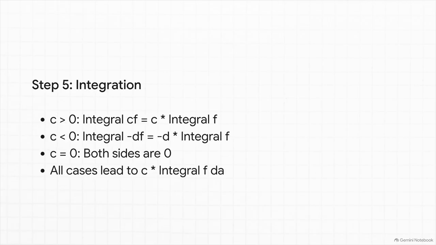Step 5. Checking the integral formula across the board. For C greater than 0, the integral of CF d alpha equals the infimum over P of UPCF alpha. This equals the inf of C times UPF alpha. Since C is positive, we just pull it out. C times the inf of UPF alpha, leaving us precisely with C times the integral of f d alpha. For C less than 0, using CF equals minus DF, the integral of CF d alpha equals the integral of minus DF d alpha, which is minus D times the integral of f d alpha. Substitute C back, and we get C times the integral of f d alpha. And for C equals 0, as we just established, both sides are 0.